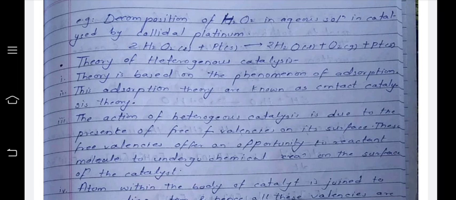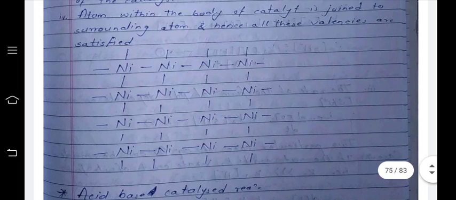So the theory of heterogeneous catalysis. The theory is generally based on the phenomenon of adsorption. So the adsorption theory is also known as the contact catalysis theory. The action of the heterogeneous catalyst is due to the presence of free valencies on its surface. These free valencies offer an opportunity for reactant molecules to undergo chemical reaction on the surface of the catalyst. Atoms within the body of the catalyst are joined to the surrounding atoms, and hence all these valencies are satisfied.